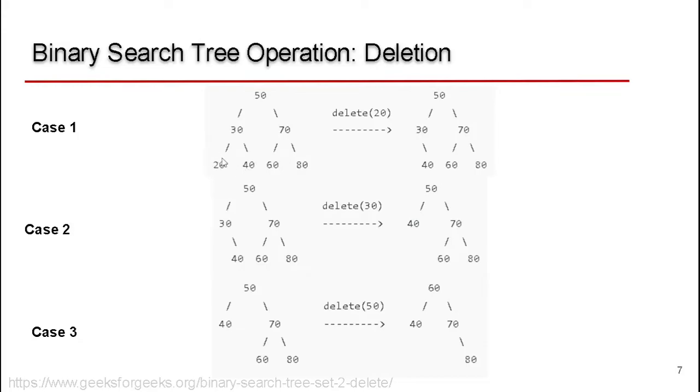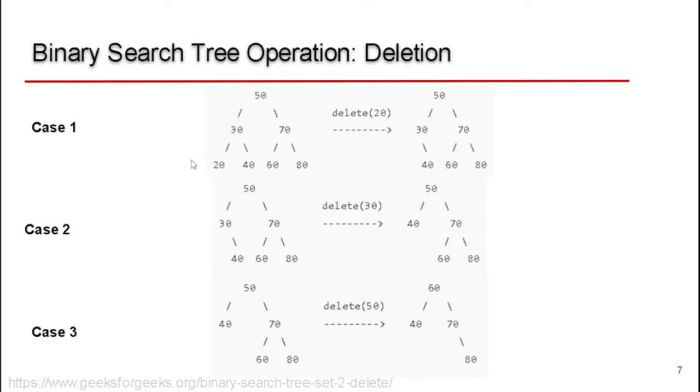We may delete a leaf. The simplest one is deleting a leaf. So if you want to delete 20, this is the simplest. We simply delete the 20 and assign null to the pointer of the parent, so the left will be equal to null. Okay, this is the simplest.